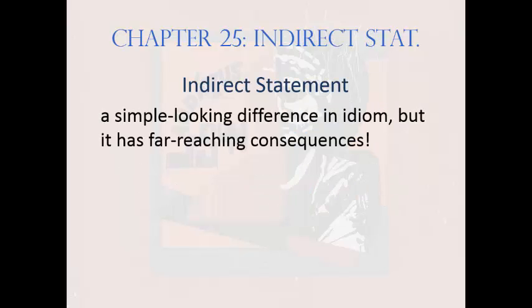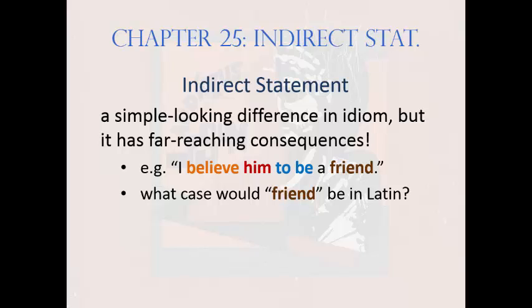It's a simple-looking difference, but its consequences are far-reaching. To wit, let's look at the infinitive construction more closely. I believe him to be a friend. What case would friend be in Latin? How is it functioning inside its own construction? What is friend doing grammatically?